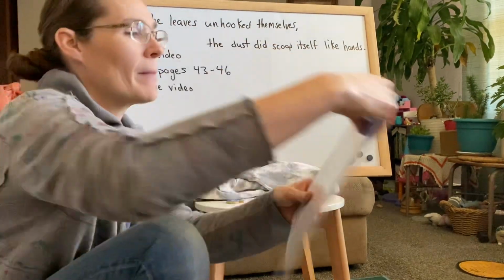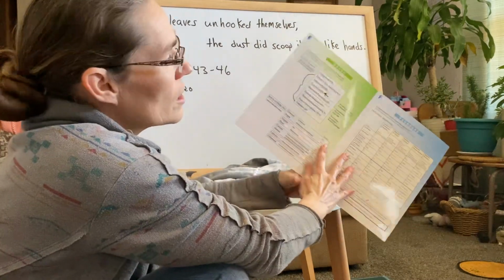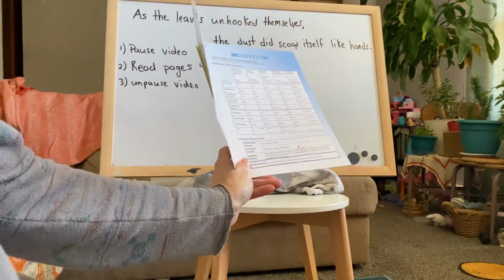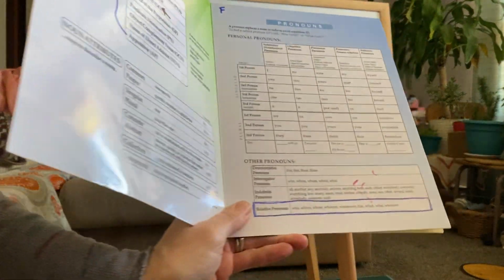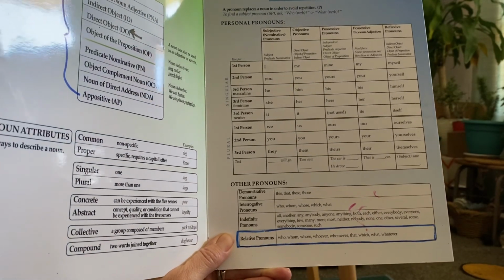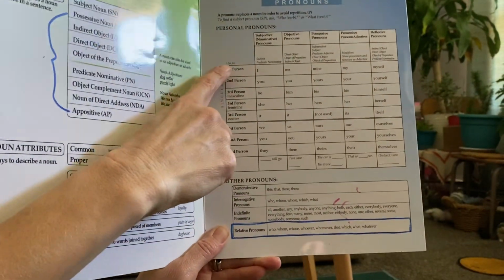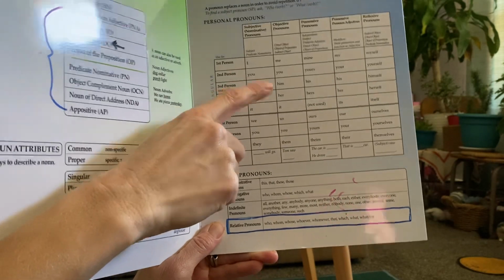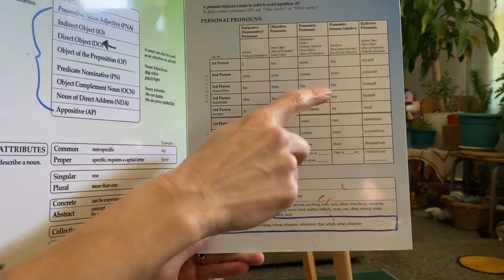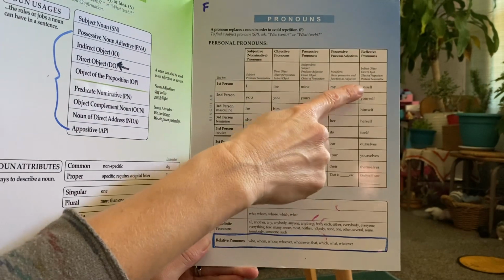So, as a reminder, when we're talking about our pronouns, if you have your chart, it's chart F. And we have first person, second person, third person, singular. And then we have first, second, third person, plural. So what we're going to be talking about is the reflexive pronouns.